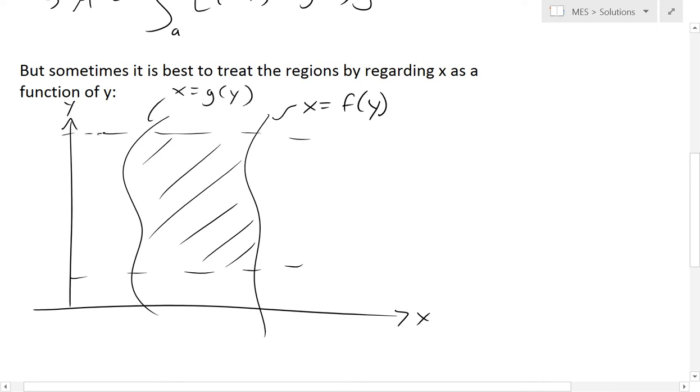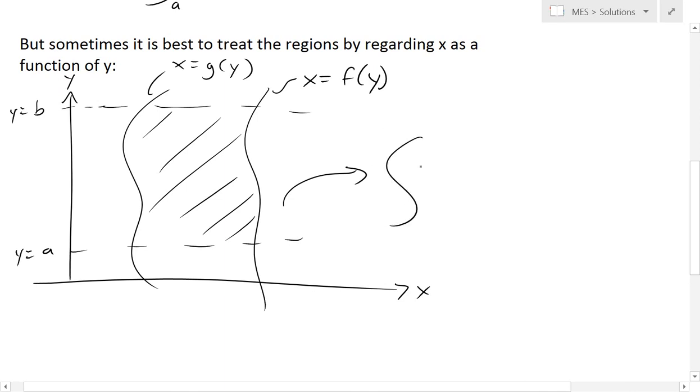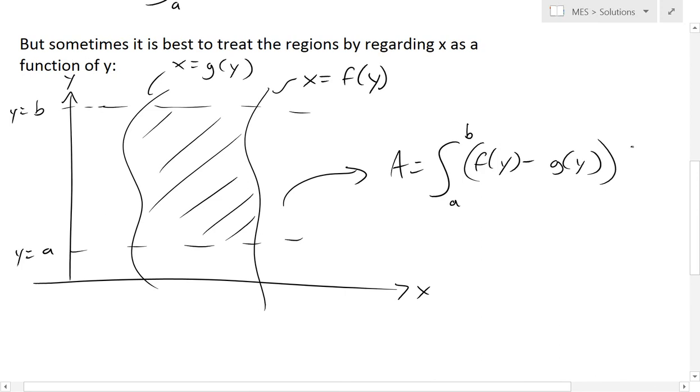And now this line right here would be y equals b, and this right here is y equals a. So now we would write this function. It's the same thing, but we just changed our variables. So now we'll have the area A equals the integral from a to b of f of y minus g of y, and then dy right here.